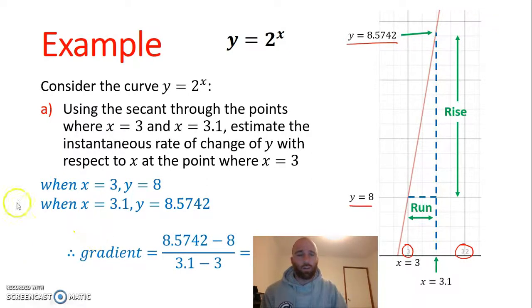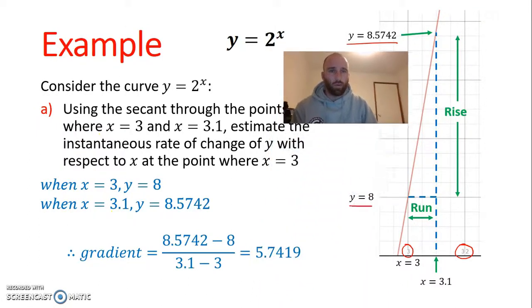To find the rate of change, we get 5.7419. When we find the gradient, that's essentially our y2 minus y1 over x2 minus x1. This is part of the reason why all of the linear graphs that we dealt with at the start of the year are very important.